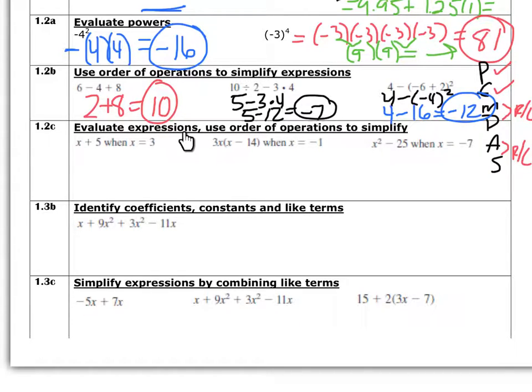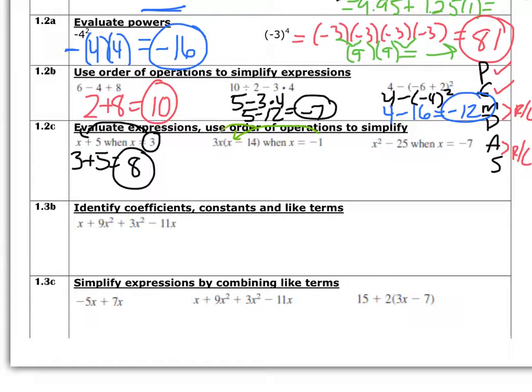1.2c, evaluate expressions and use order of operations to simplify. So the only difference is we now have to substitute a value in for x and then simplify using PEMDAS. So here x is 3, so let's just take x of 3, this value, and substitute it in for there. So 3 plus 5 is the question. The answer is 8. The next one here, what they want us to do is put -1 in for x.